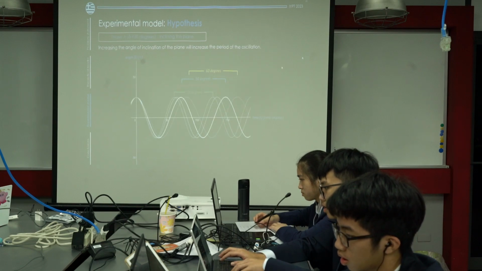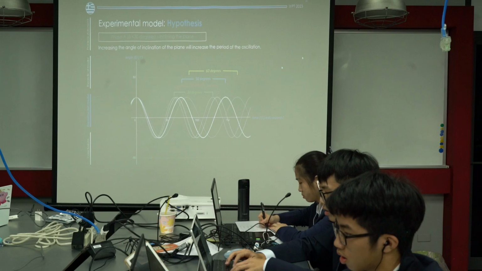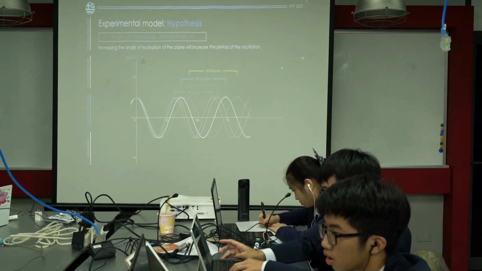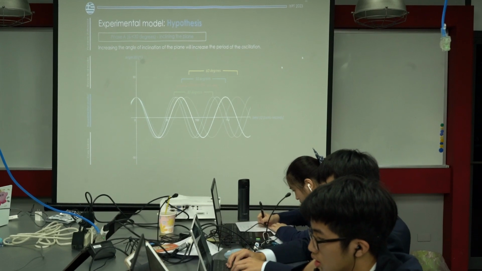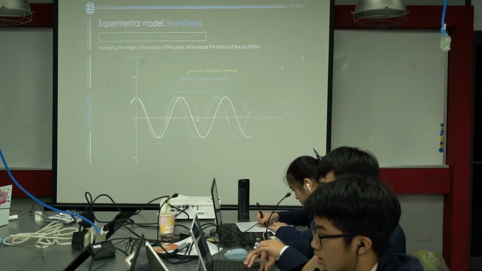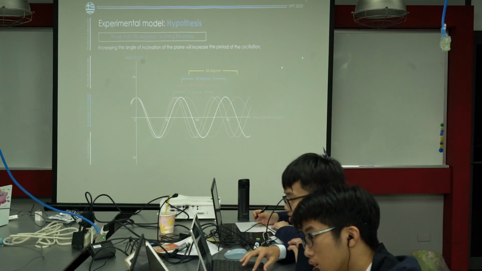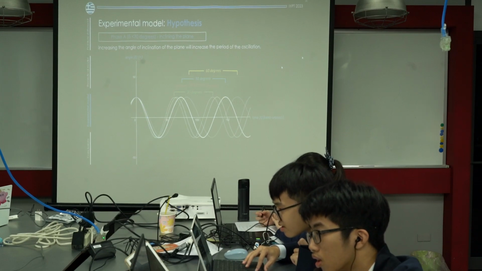Our next hypothesis was that by increasing the angle of inclination of the plane, the period of the oscillation will also be increased. So we started from a 30 degrees angle of inclination of the plane, and then we varied it by 10 degrees until we reached the final point of 60 degrees.